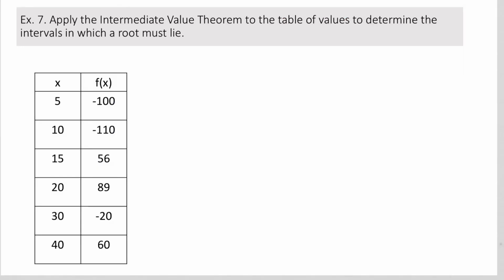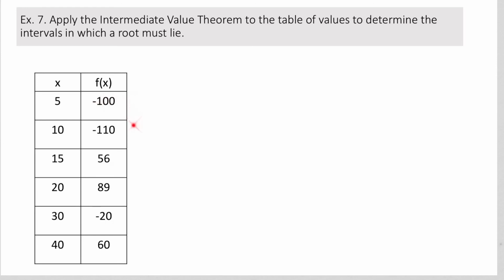Here's our last example using the intermediate value theorem. If we look at this table of values, we're asked to determine the intervals in which a root must lie. So remember, we're looking for sign changes for the y values. If your sign goes from positive to negative or from negative to positive, then it had to have crossed over the x-axis in order for that to happen. And that means there's at least one root in that interval.